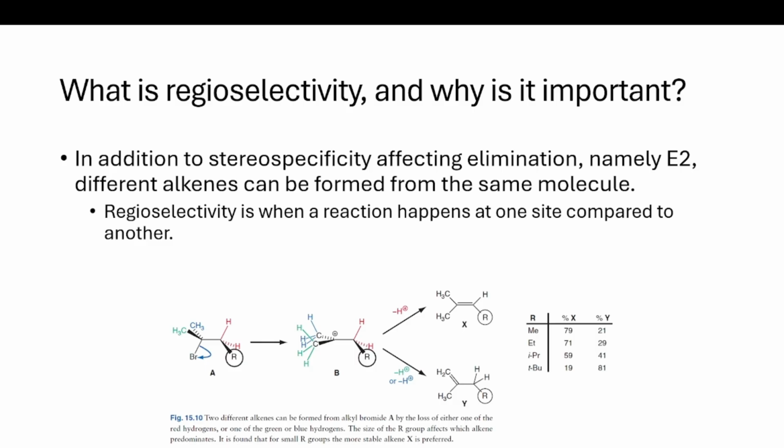If you take a close look at this R group, what that R group is, say for example the methyl group versus tert-butyl, can affect the amount of alkene X that is formed and alkene Y that is formed.